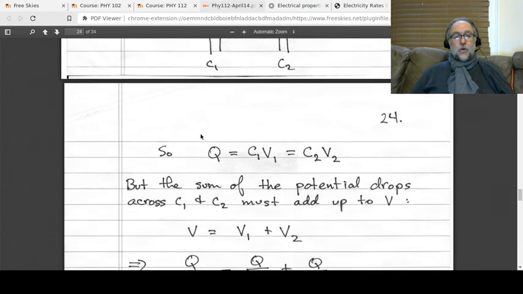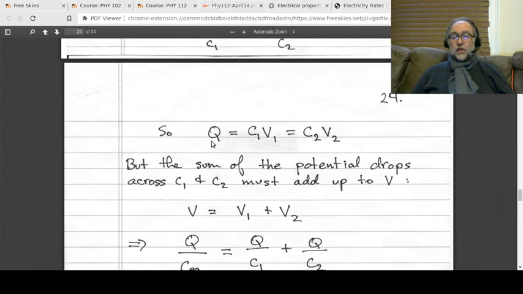All right, and so now we have that the charge that accumulated on both C1 and C2, we can just call that Q because it's the same. The charge accumulated on C1, you can write as C1 times V1, which is the potential across C1. And the charge that accumulated on C2 is just C2 times V2. And V1 and V2 are not the same because the potential drops get split now.